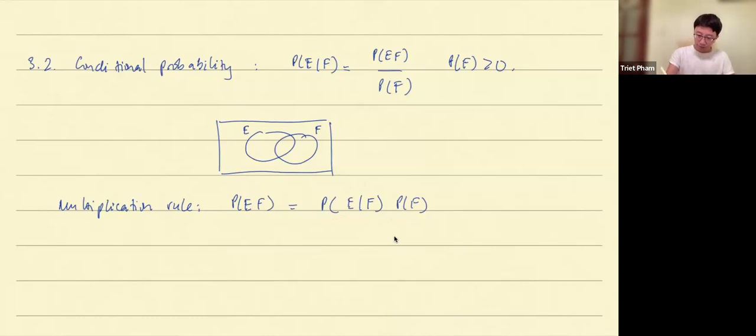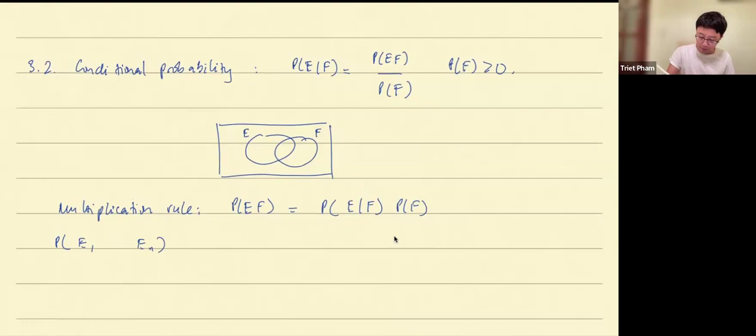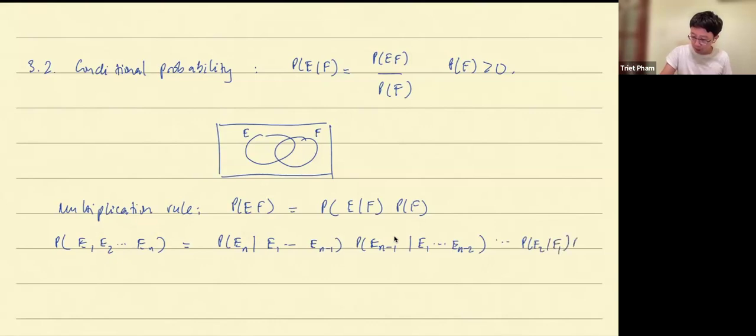And so I guess let's write down the more general version. You can do the intersection of n events. This is going to be En conditioned on all the previous ones, and En minus 1 conditioned on all previous ones, so on and so forth, E2 conditioned on E1, E1.